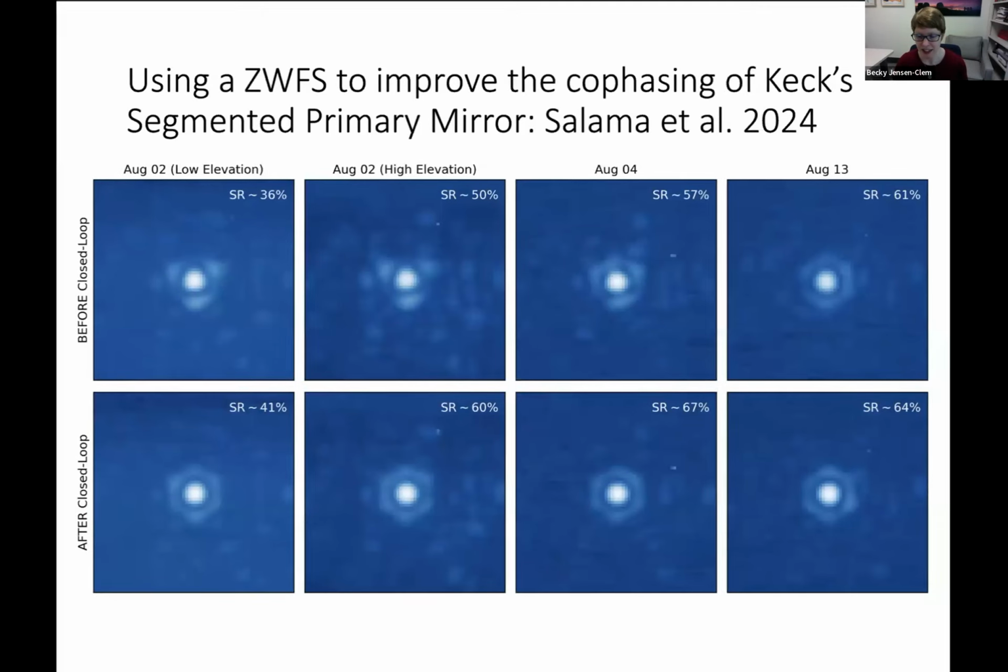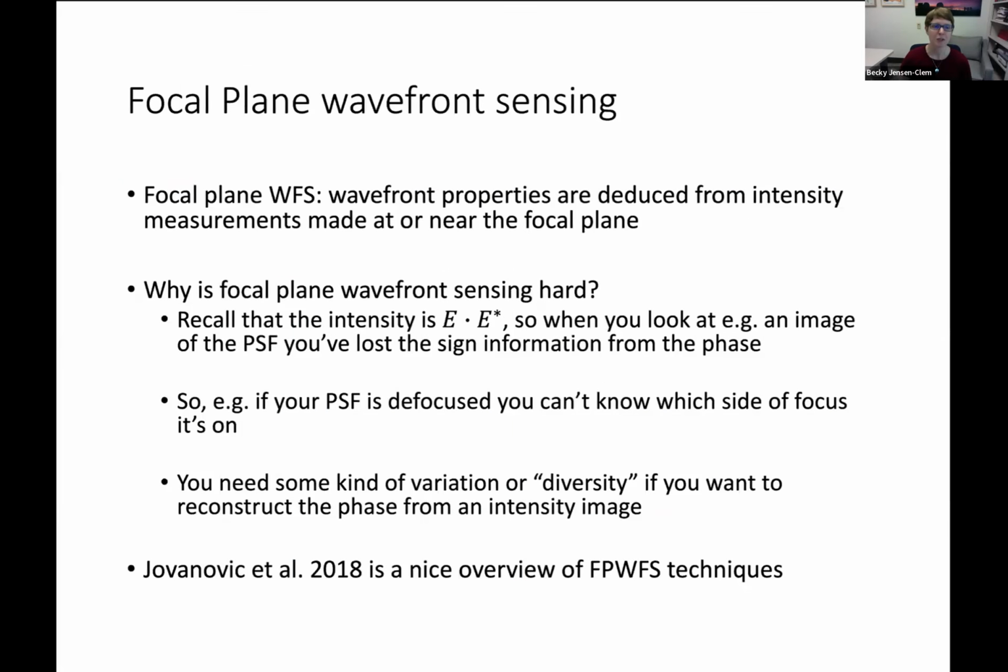Okay, so then lastly, I'm going to touch only very briefly on focal plane wavefront sensing. This is a huge topic that's extremely relevant to exoplanet imaging because we're often in a regime where non-common path aberrations, or aberrations that arise after the main AO system's wavefront sensor, start to play an increasing role in our sensitivity. And Nem Jovanovic, who hopefully some of you have a chance to meet while you're visiting Caltech, has a really nice overview of focal plane wavefront sensing techniques in his 2018 paper.